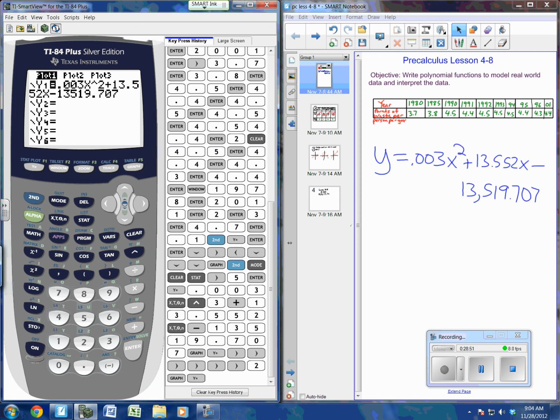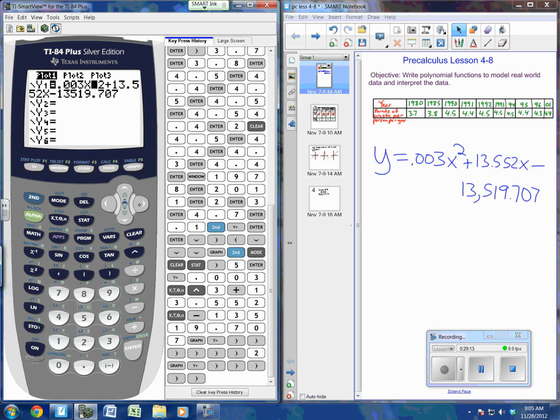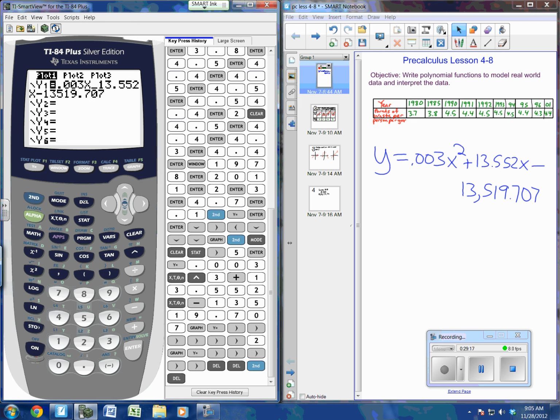0.003x squared plus 13.552x minus 13,519.707. It looks right, unless you guys see something I did wrong. I wonder if it has something to do with the way I put my x squared in there. I'm going to delete this and hit insert squared.